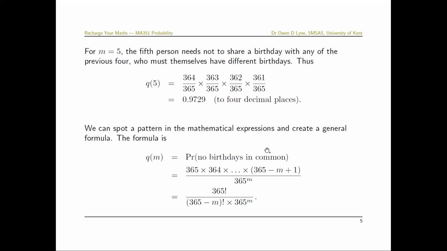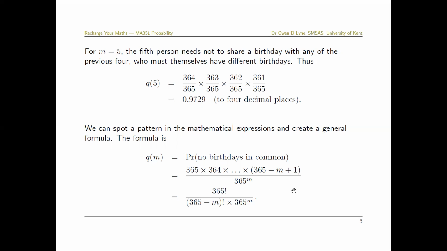So if you plug into that formula, you'll get all the values we've just had for Q1, 2, 3, 4, and 5. But this formula also works for larger values of m. Then in the denominator, we always have 365. So we have 365 to the power of m, when we've added that 365 at the front.